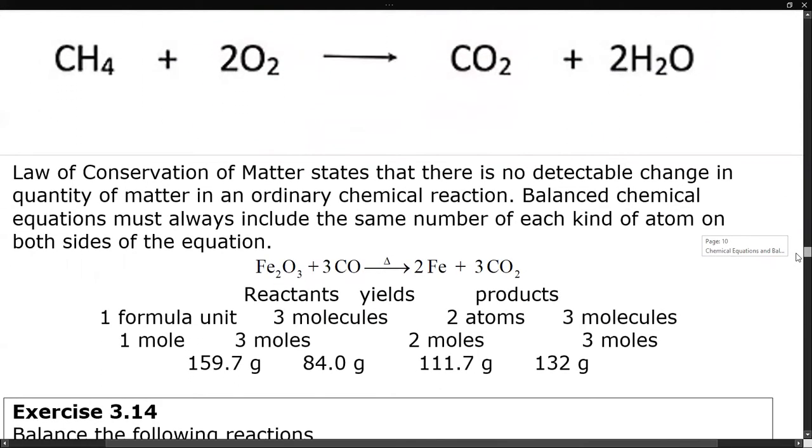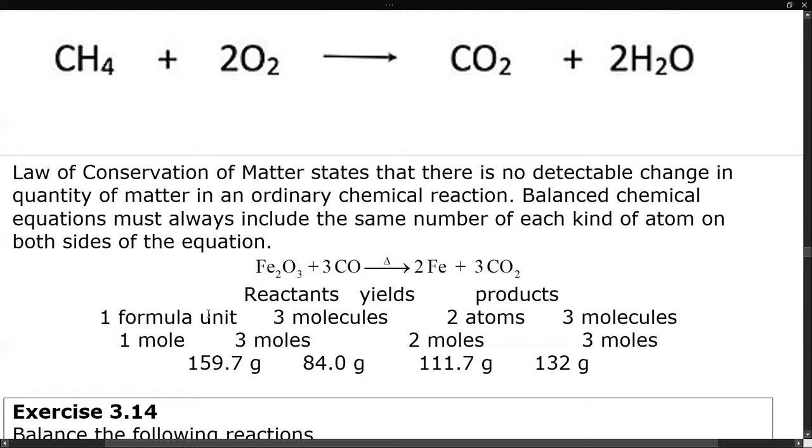The law of conservation of matter states that there's no detectable change in the quantity of matter in an ordinary chemical reaction. A balanced equation should include the same number of each kind of atom on both sides of the reaction. So if we react iron oxide with 3 carbon monoxides, add some heat, we'll produce 2 irons and 3 carbon dioxides. So the left-hand side is the reactants. That's going to yield, and it's going to form the products on the right.